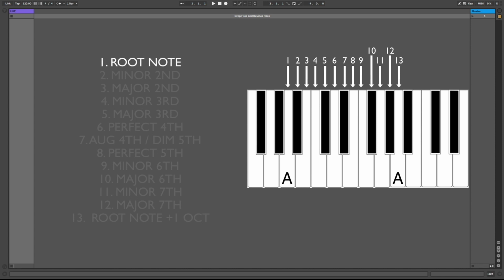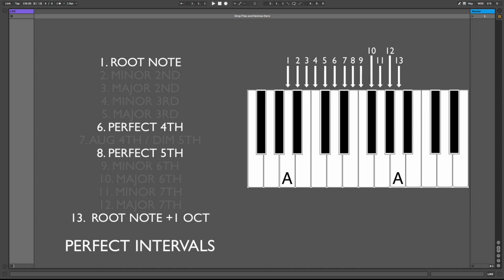Now, the root note, the perfect fourth, the perfect fifth, and the octave, so the root note and octave above, they all share a strong harmonic connection with the root note. And that's why these are known as perfect intervals.